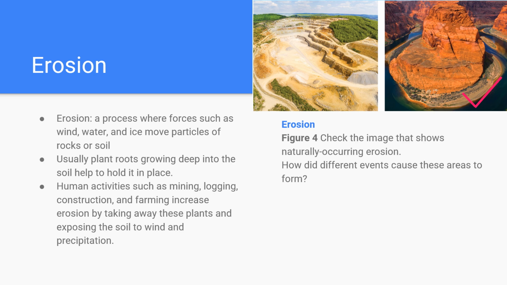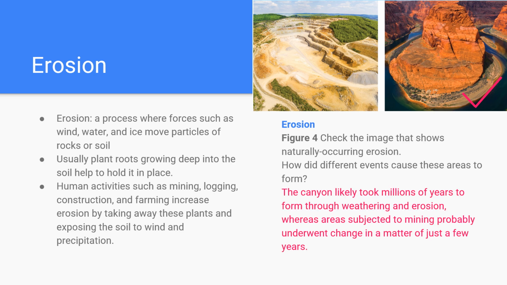Erosion. Erosion is a process where forces such as wind, water, and ice move particles of rocks or soil. Usually plant roots growing deep into the soil help hold it in place. Human activities such as mining, logging, construction, and farming increase erosion by taking away these plants and exposing the soil to wind and precipitation. So here we need to check the image that shows naturally occurring erosion. How did the different events cause these areas to form? And over here on the right, you can see that I've checkmarked that one.